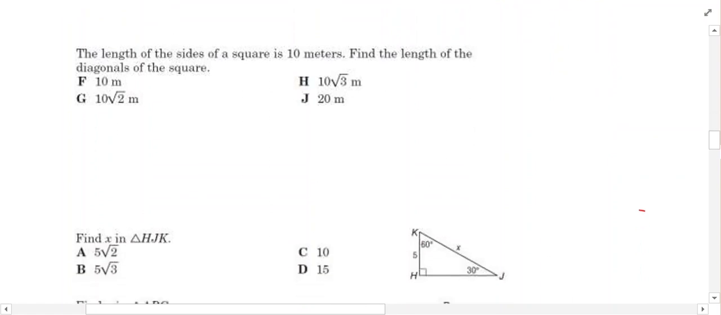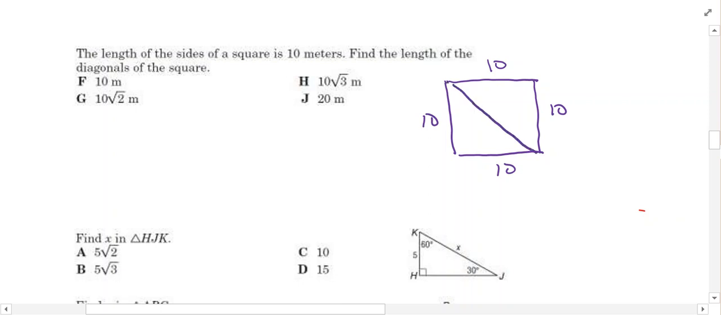The next one says the length of the sides of a square is 10 meters. So you know, since it's a square, that every side equals the same. The diagonal cuts across the center. Since the sides are the same, again, we will have a 45, 45, 90 triangle. So this would be A, and A rad 2. So our answer would be 10 rad 2.